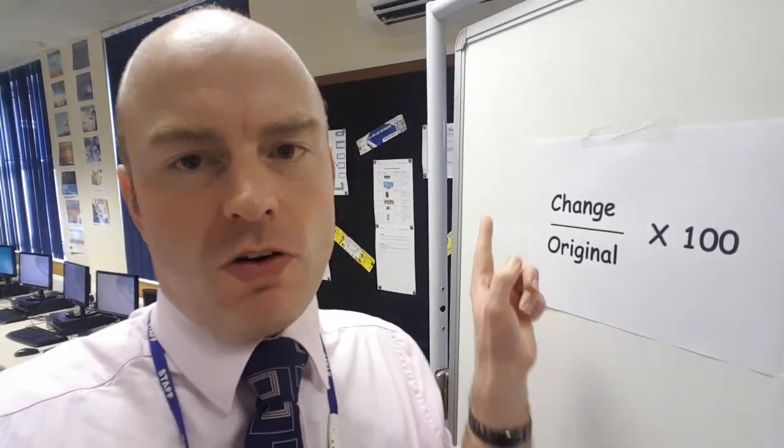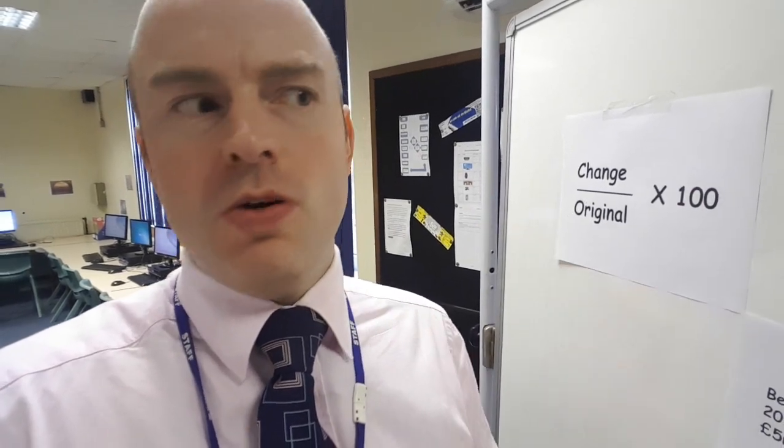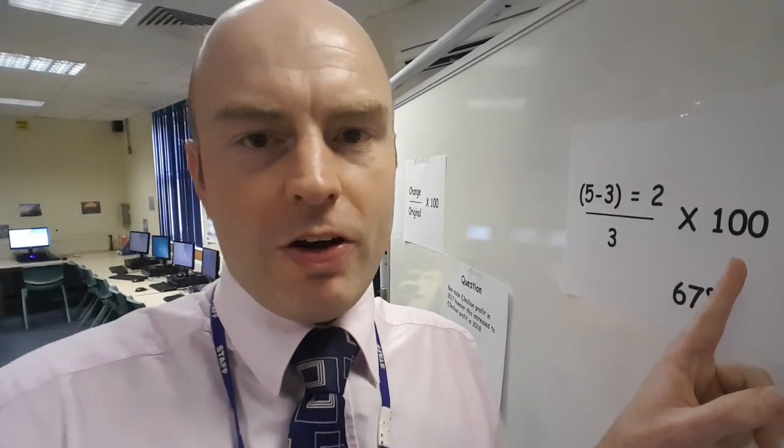So if you go back over to our formula, what is the change? Well, the change is 2 million. 5 take away 3, 2 million. What is the original figure? Well, the original figure was 3 million. So we know that it's 2 over 3. And I've done that over here. So I've managed to work that out for you already.